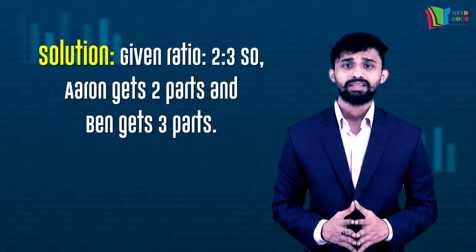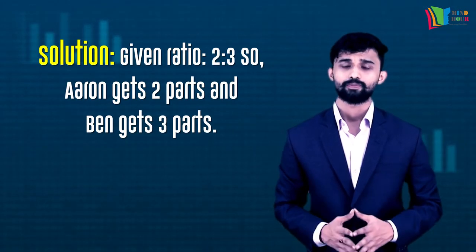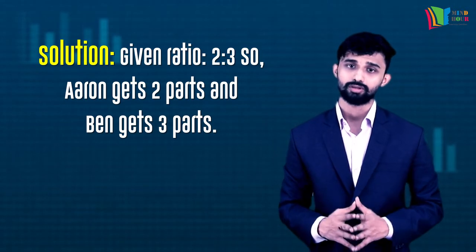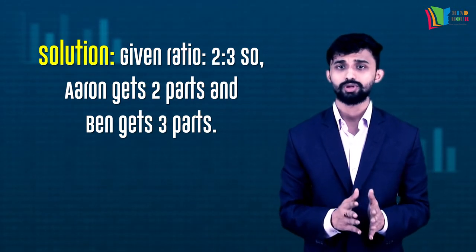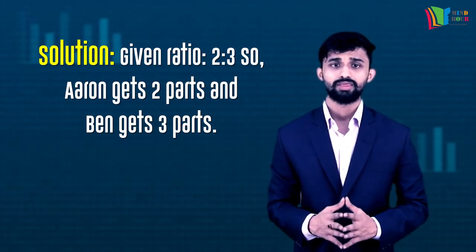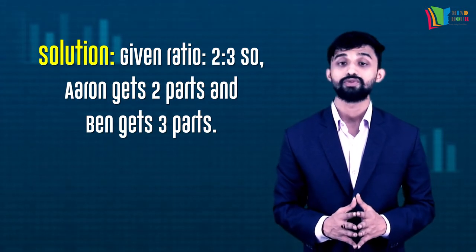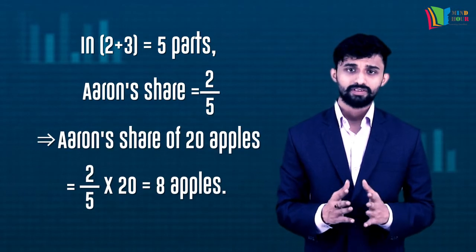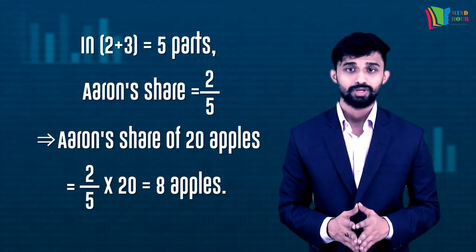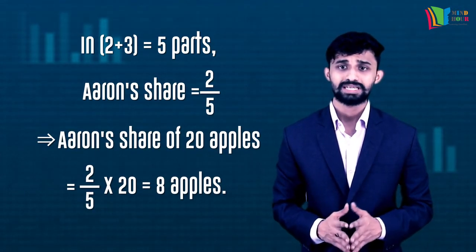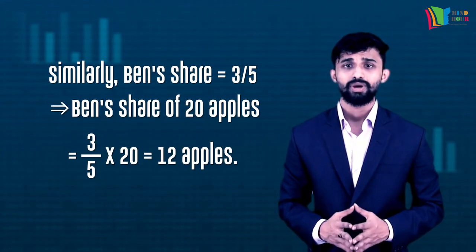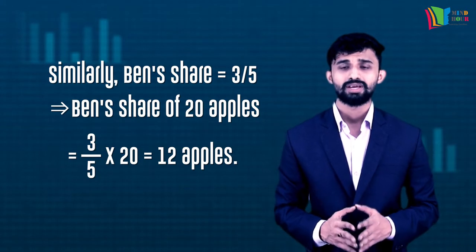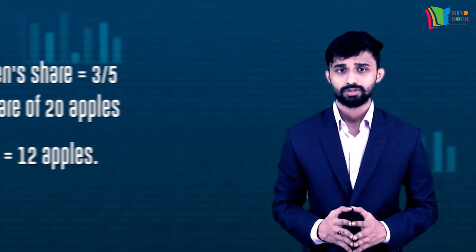Aaron and Ben get the apples in the ratio 2:3. That is, if Aaron gets 2 parts, Ben should get 3 parts. In other words, if we make 2 plus 3, that's 5 equal parts, then Aaron should get 2 parts out of these 5 equal parts. That is, Aaron will get 2 by 5 of the total number of apples. That means 2 by 5 of 20, which is 8 apples. Similarly, Ben gets 3 parts out of 5 equal parts. That means Ben gets 12 apples.